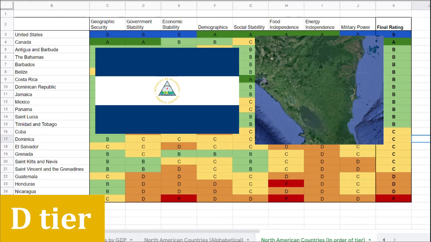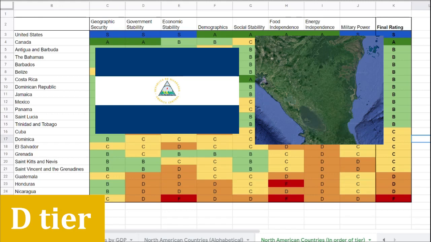80% of indigenous people in Nicaragua live below the poverty line, who actually make up 5% of the population there. But at the end of the day, it is still a Spanish colony, and it kind of has that same Spanish model. Could be bad, could be good, or actually it really can't be good, but it could be improved is what I'm saying. So it's C tier. Food independence is D. It imports most of its food. Energy independence is D. It imports most of its petroleum. Military power is C. There you go.